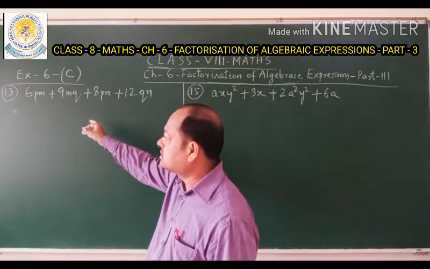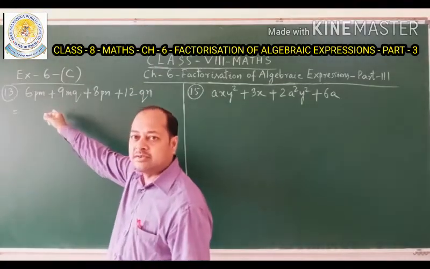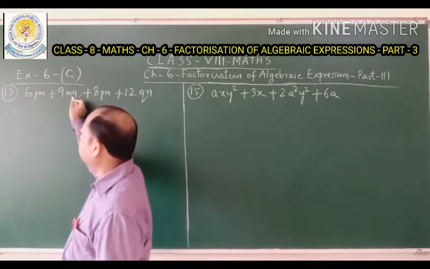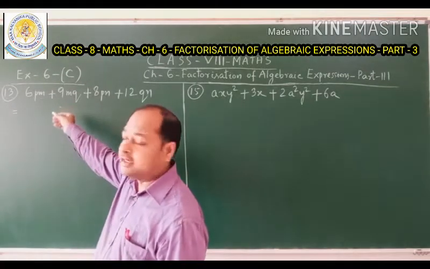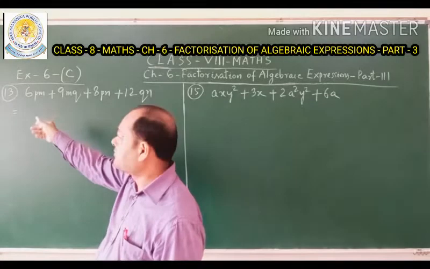Okay, factorize. So first of all, we will see the common factor. If it is not there, you have to rearrange it. That is the rule. So you see here 6pm and 9nq. From 6 and 9, we see that it can be common. So if you find out the HCF of 6 and 9, what is common?